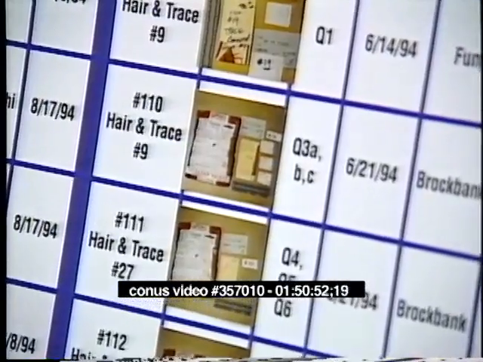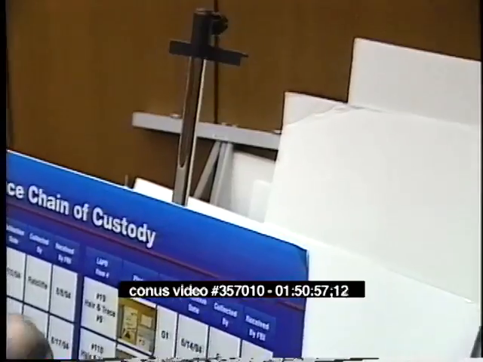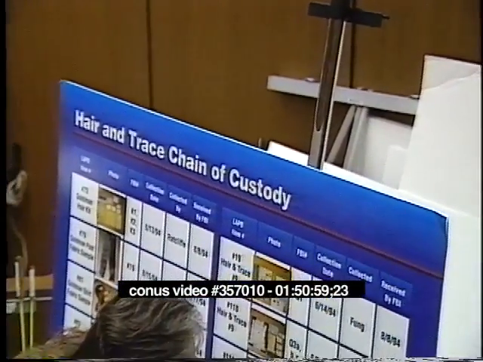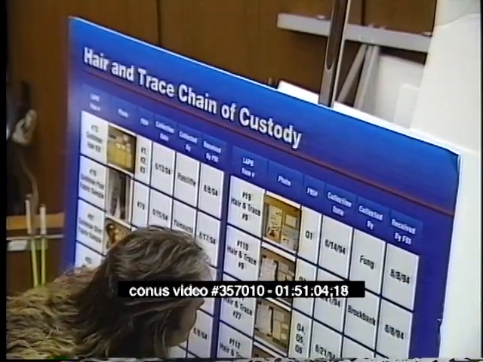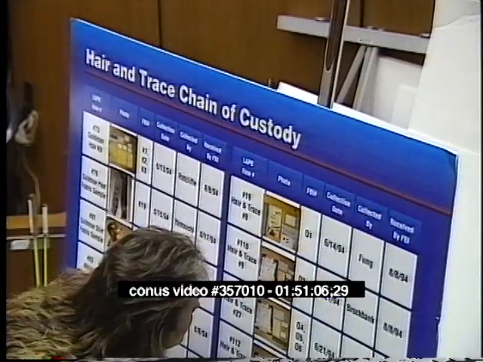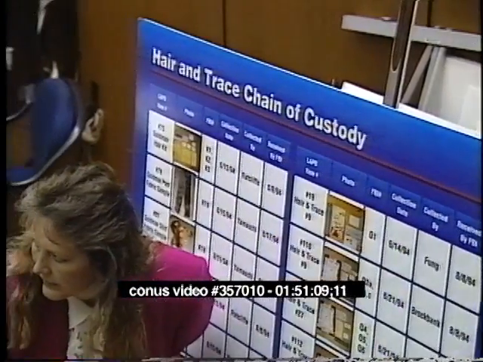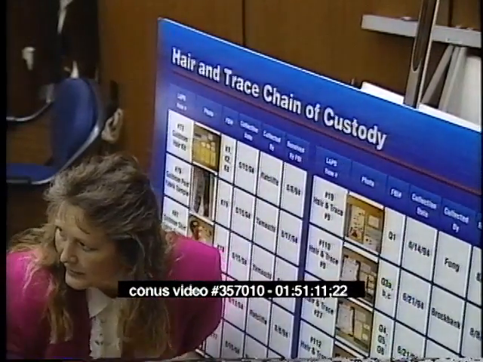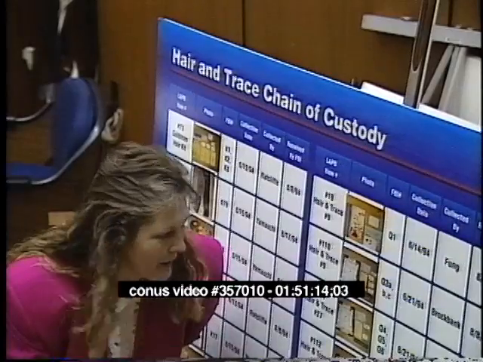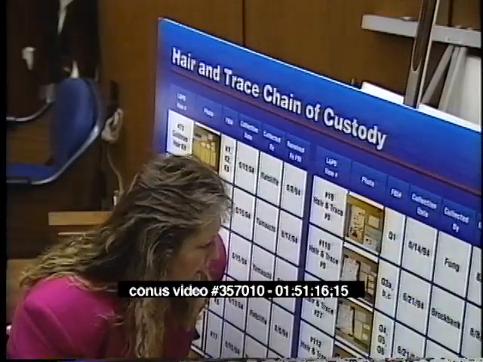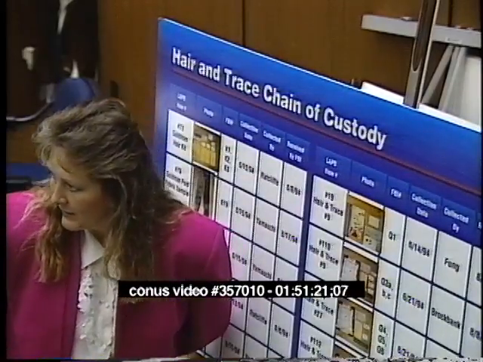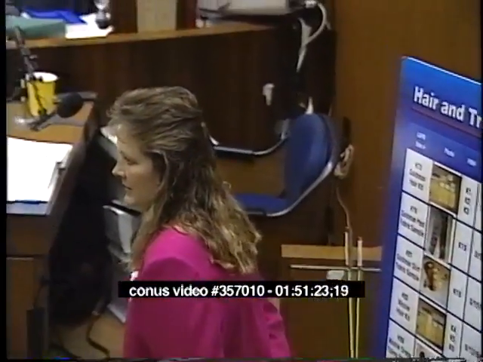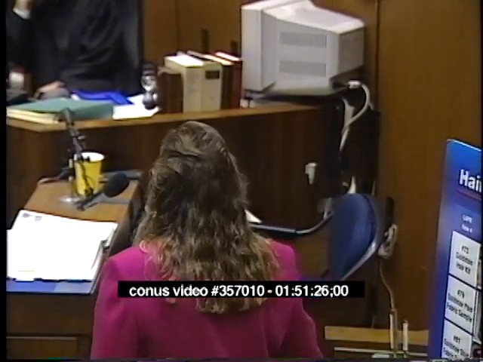Can you see that picture closely enough to tell what the marking was on the debris from the bag from the Rockingham glove? The descriptions of the bindles are actually on the other side of the bindles. So I can't really tell you. They are marked Q3A, B, and C, but I don't know which one's A, which one's B, which one's C. Okay. Can you check? Now, Ms. Clark will check and we can stipulate to that.